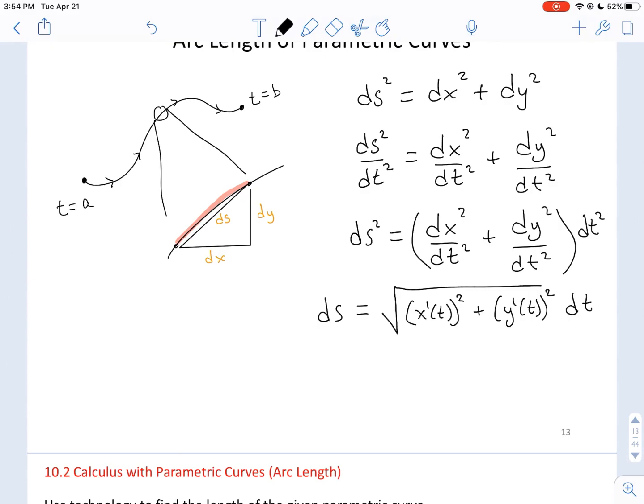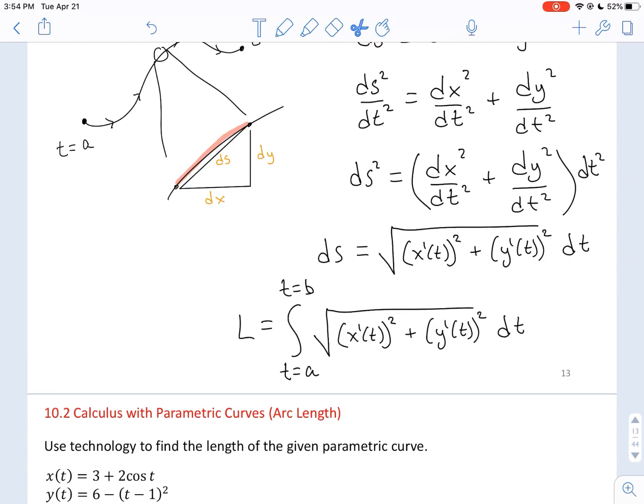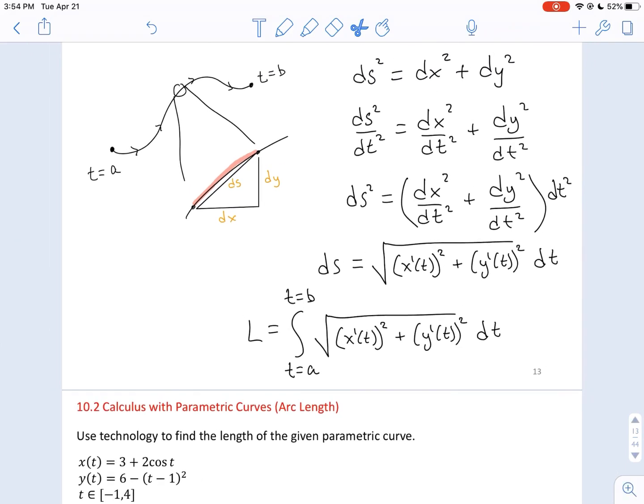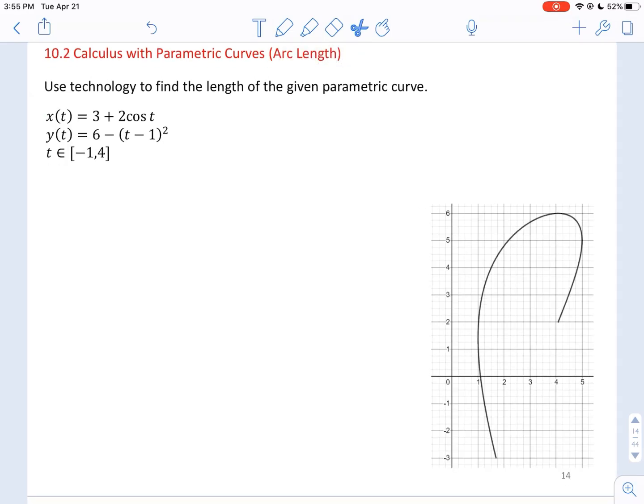And so the actual arc length is going to be an integral from time a to time b, and then you put this ds in there. And this is our arc length integral that we're going to work with. We're going to do everything in terms of t, and it's going to give me the length of that curve up there from time a to time b. So let's start with this familiar one that we have here. We'll get it set up by hand, but then we'll use technology to finish it out.